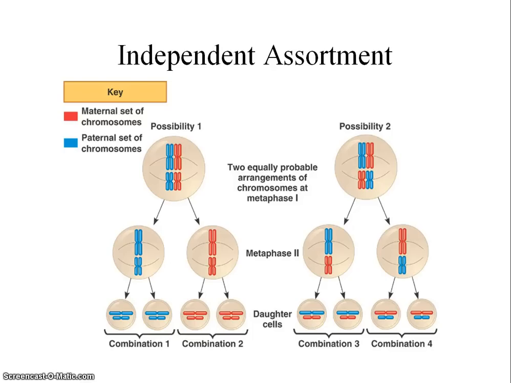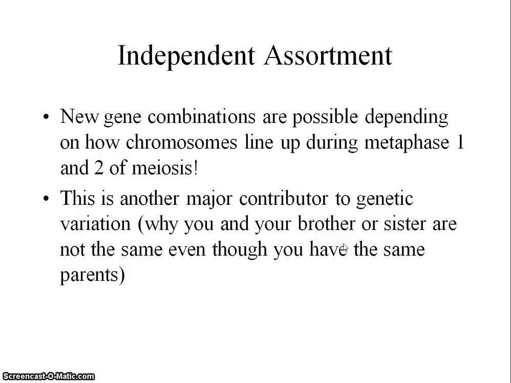Another source is this idea of independent assortment. The way that the chromosomes line up during metaphase, which side they're on, has a huge impact on the resulting daughter cells. This is a simplified version where you only have 4 total chromosomes, 2 pairs of chromosomes, and look at all the different combinations you can get here. Where this chromosome lines up has no impact on where this chromosome lines up. And so you have lots of different combinations through independent assortment. Again, this is another major contributor to genetic variation.